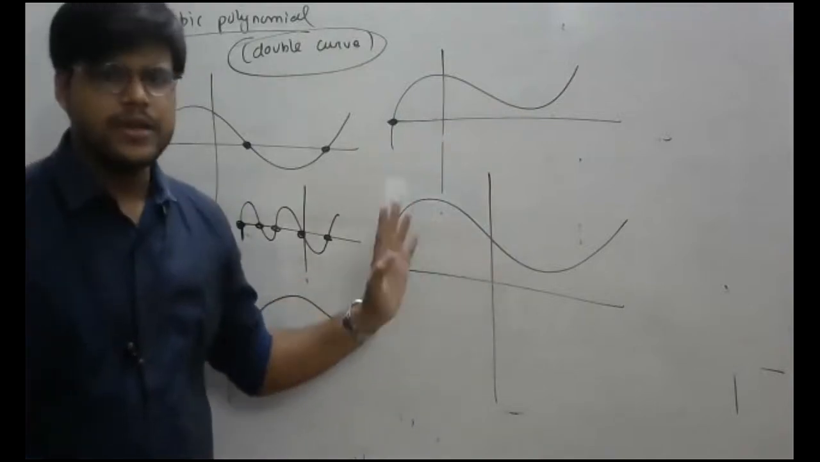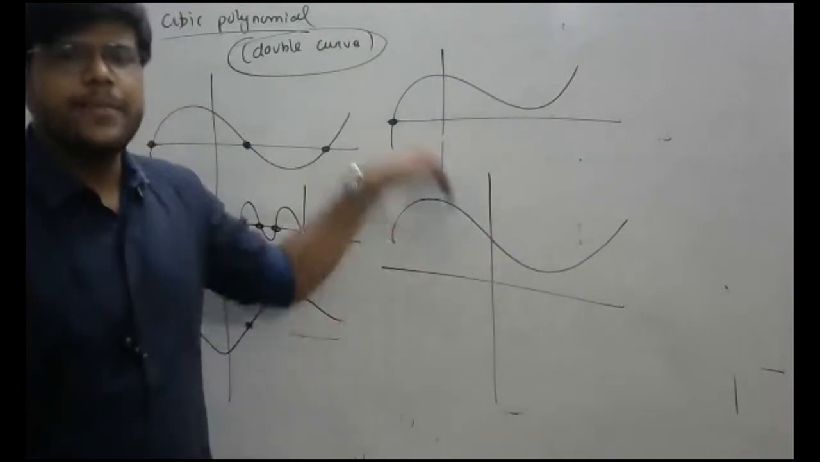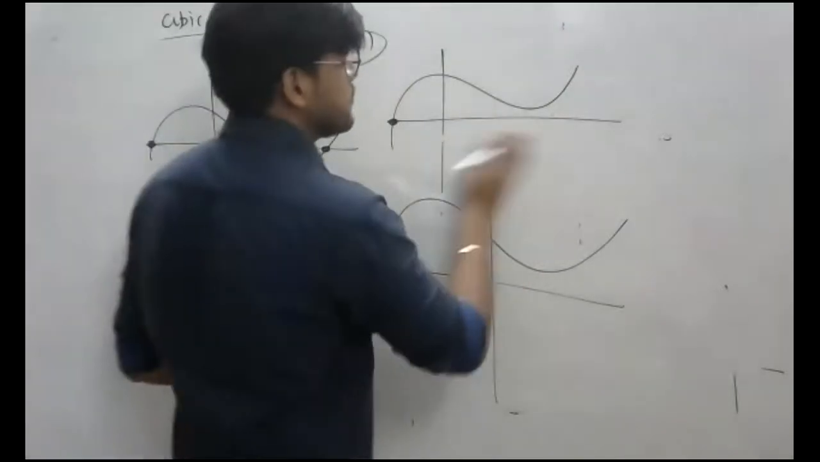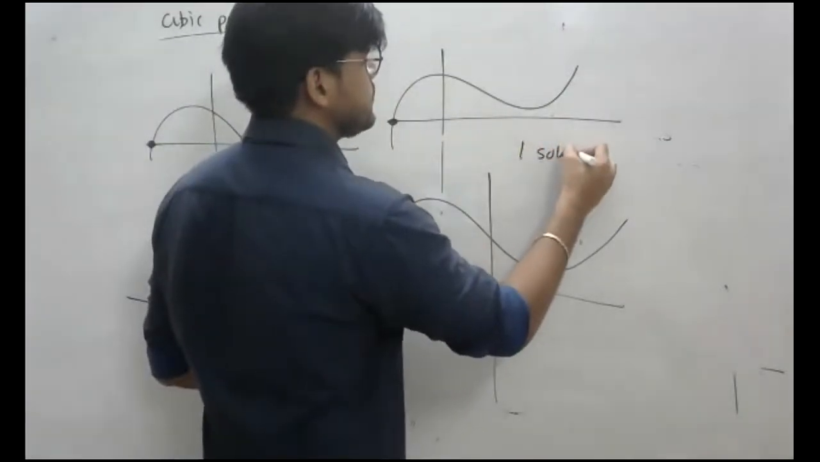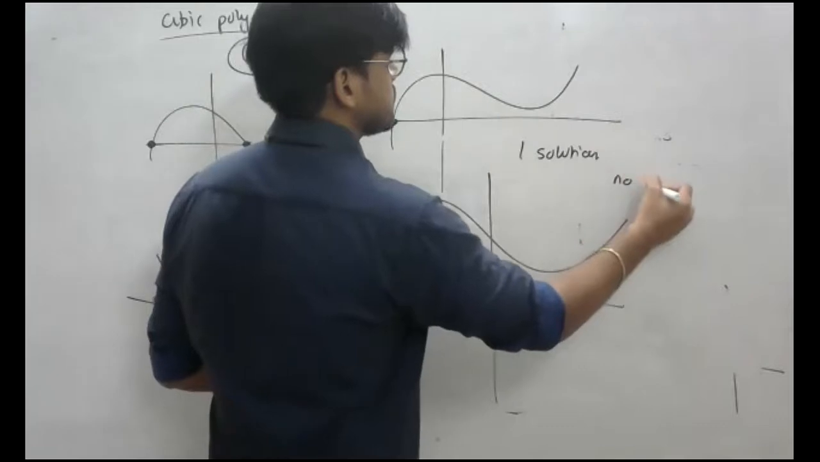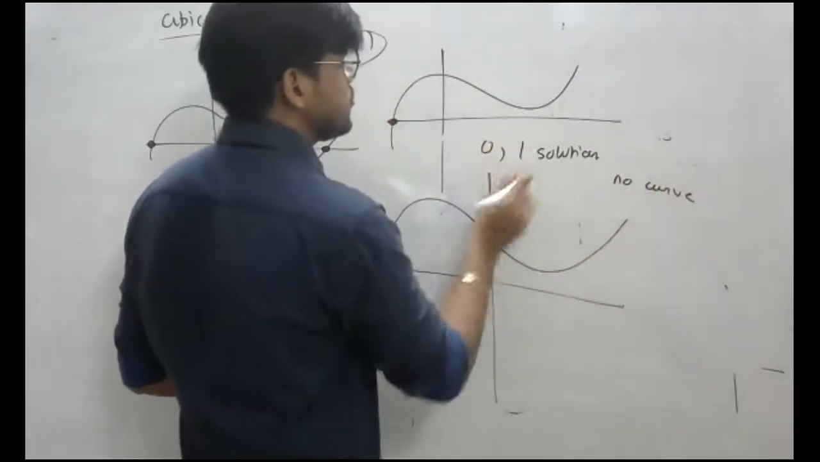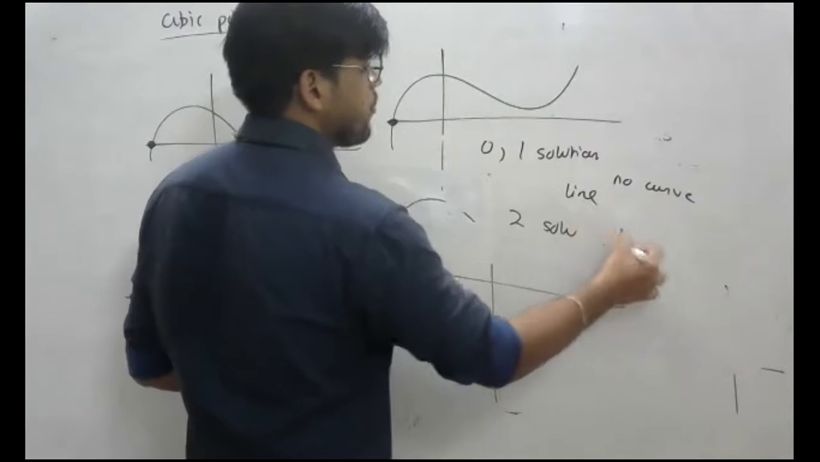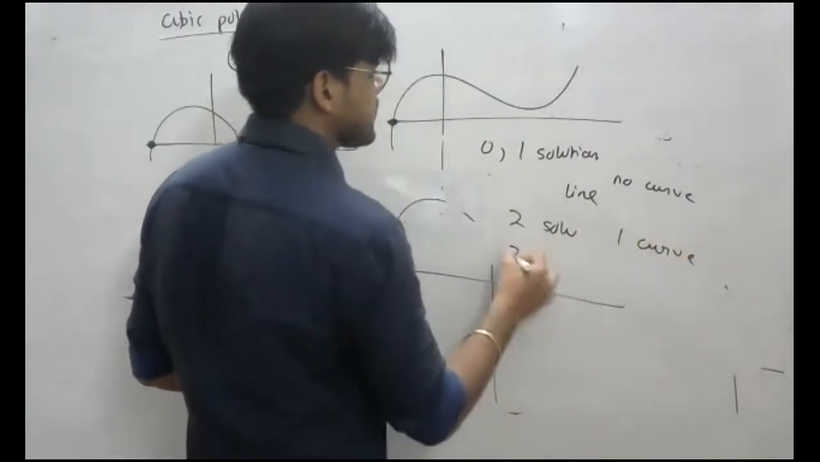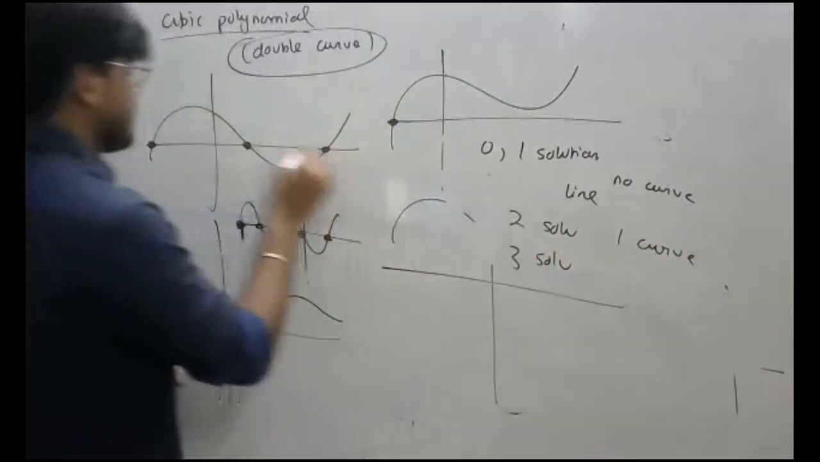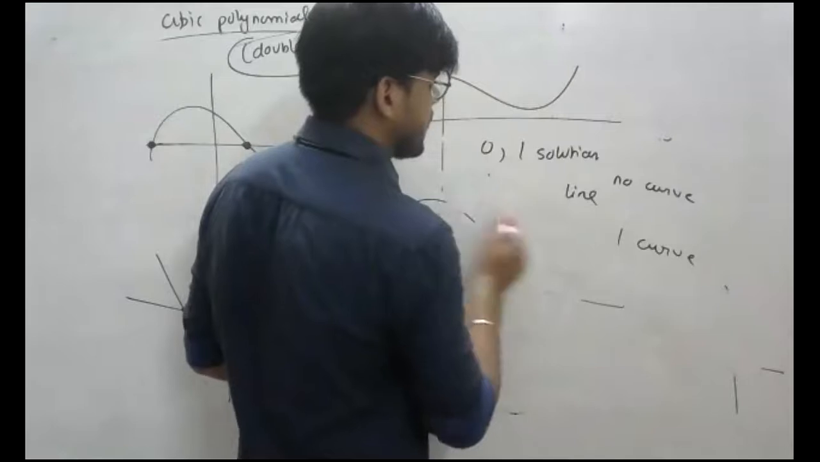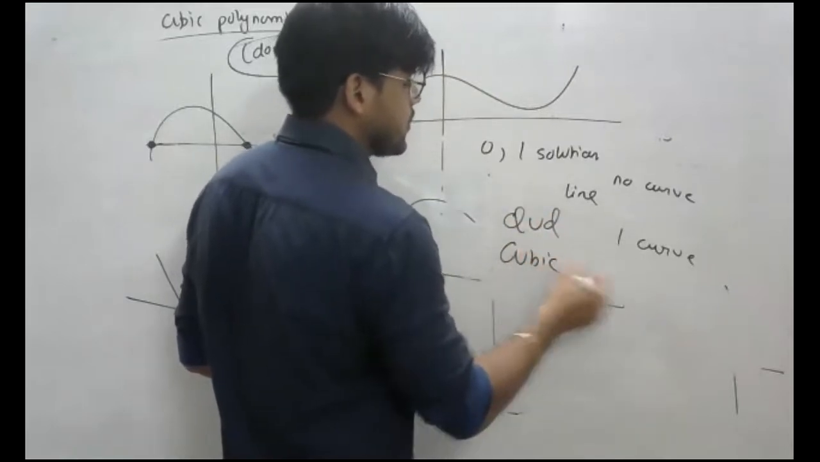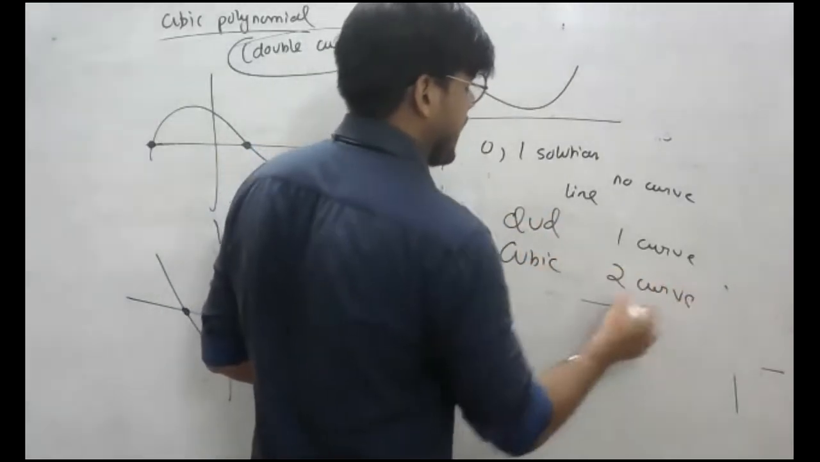So can you say the degree will be 0? No. It depends on the number of curves. For 0 and 1 solution, no curve; it will be a line. For 2 solutions, 1 curve, quadratic. For cubic, 2 curves. And it will go on.